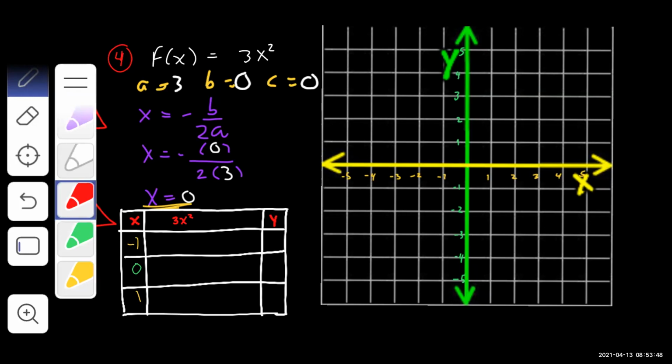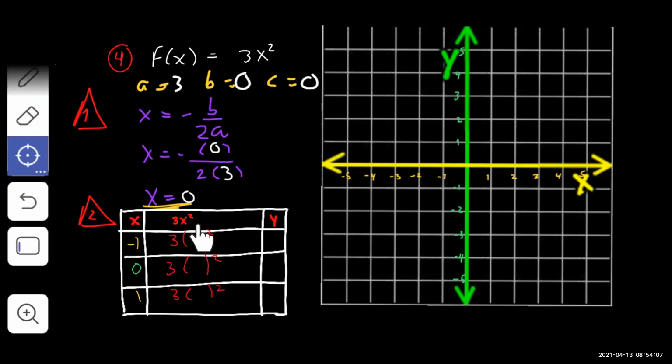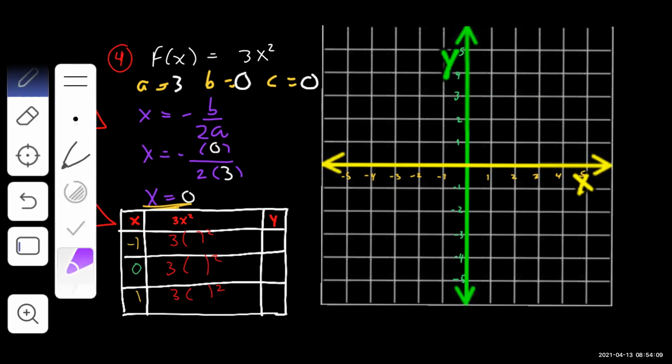We are going to substitute in 3x squared. Instead of x, we're going to place parentheses and we are going to substitute. Okay, let's copy all of this. 3 parentheses squared. Give me a hand. What is the value here for x, guys? It is -1. Okay, let's substitute -1.